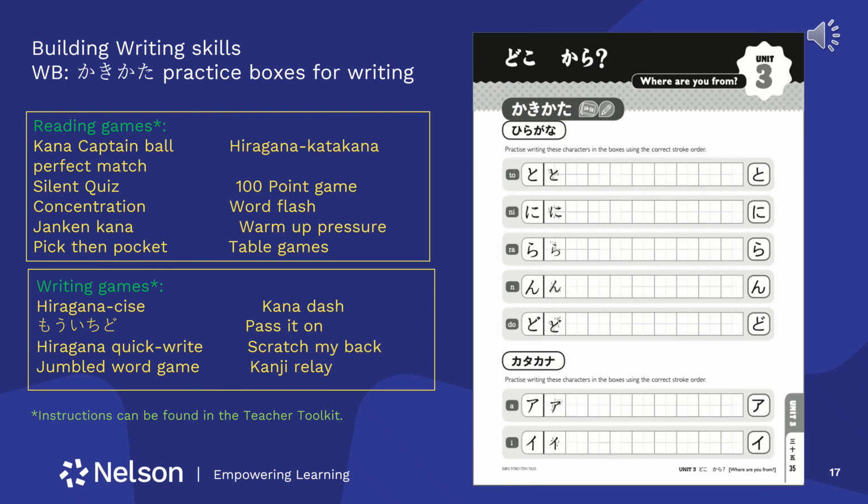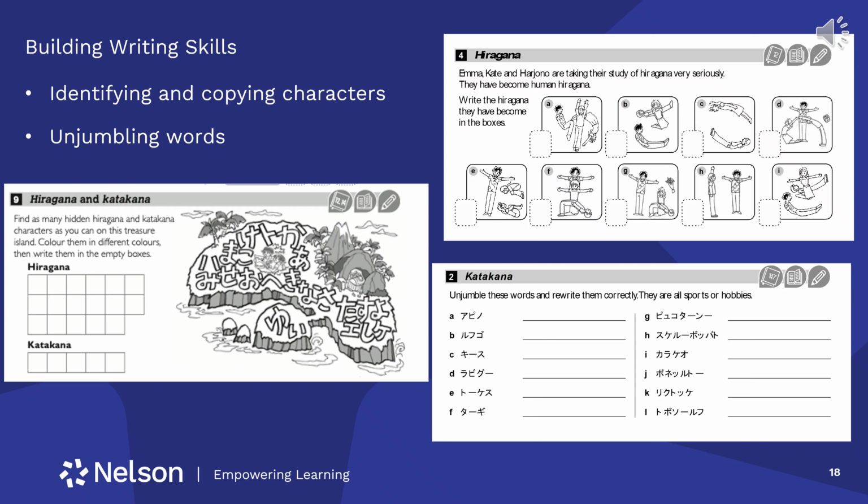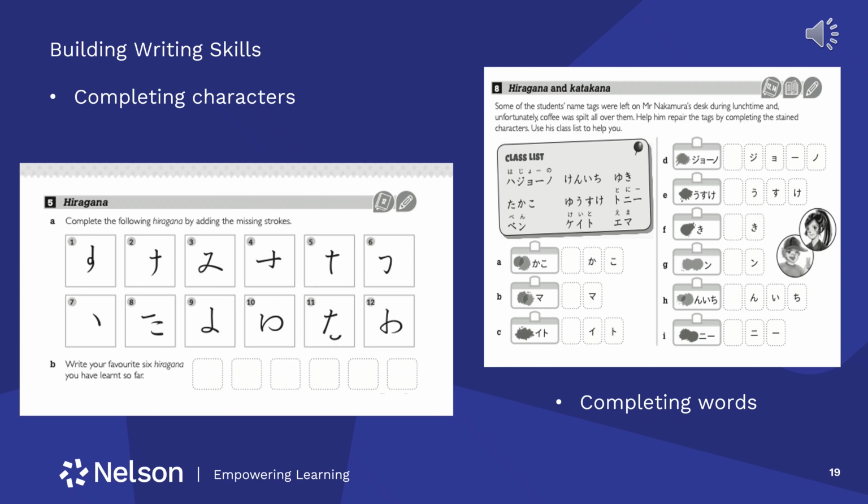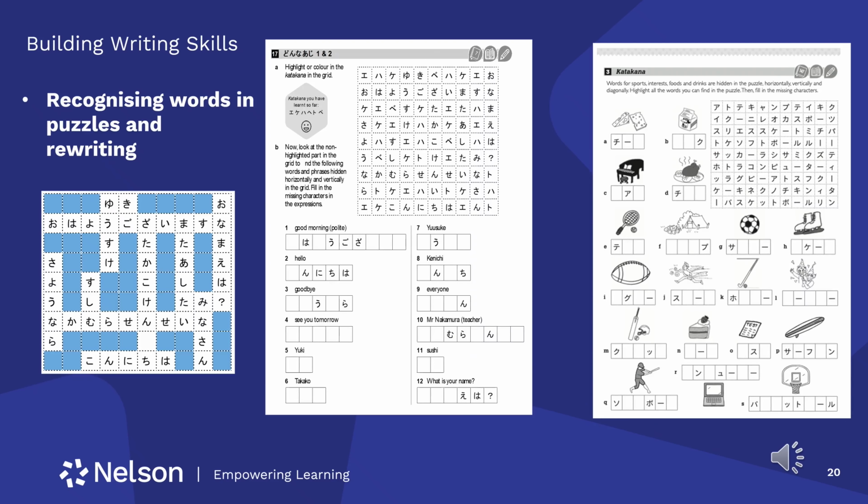The first step is using the practice boxes to write the characters in the correct stroke order. Then there are many games you can play in the classroom, which are listed here, and they're explained in the teacher toolkit. Just as with reading, writing should also be introduced gradually. First, identifying and copying characters and unjumbling words. Completing characters and completing words. Recognizing words in puzzles and copying them, again, step by step.